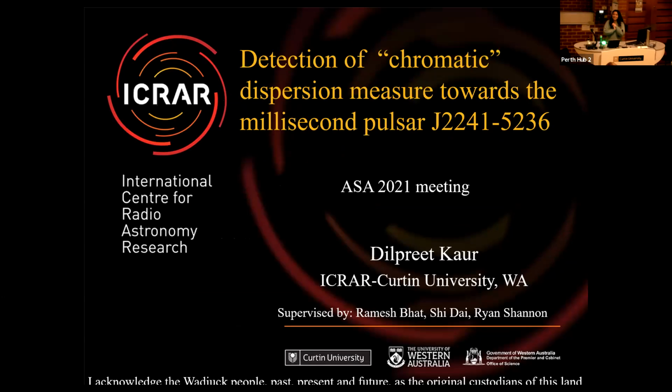Today I'm going to present one of the very important results from my PhD research, which is the detection of chromatic dispersion measured towards this millisecond pulsar.